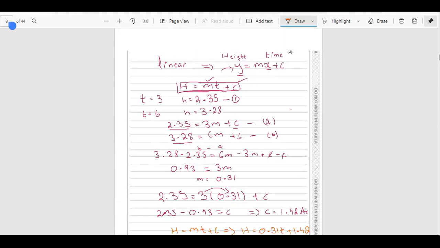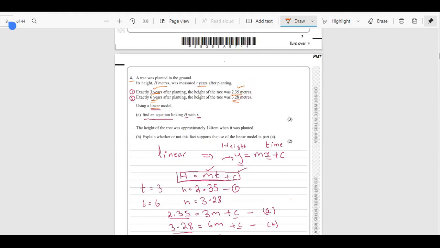Okay. Let's talk about the second part. Now, in such type of questions, whenever they ask you to model something, like to make up an equation, there would be some limitations. Okay, let's read the second part now. The height of the tree was approximately 140 centimeters when it was planted. Explain whether or not this fact supports the use of the linear model in part A.